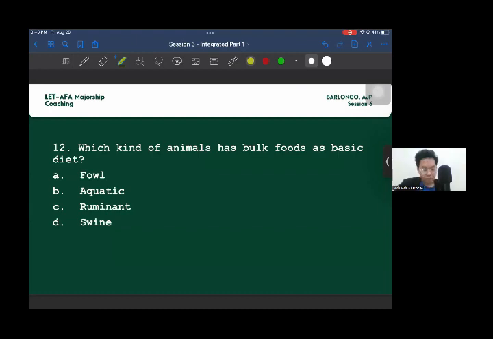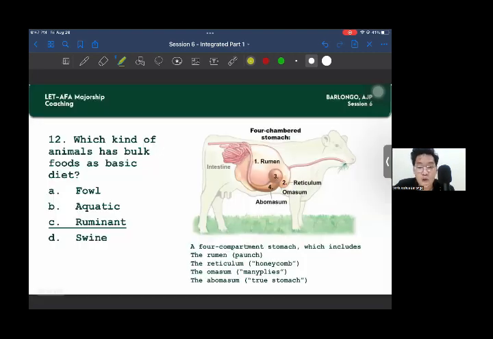Okay, so let us continue with number 12. Which kind of animals has bulk foods as basic diets? So bulk foods as basic diet. So A, we have fowl. B, aquatic animals. C, ruminants. Or letter D, swine. So here, the answer is letter C, which is ruminant.